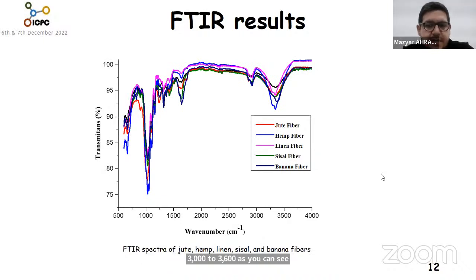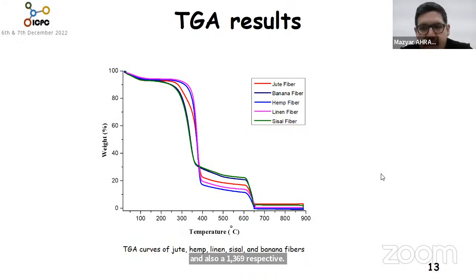And also we have the asymmetric and symmetric CH vibrations from the methylene group of cellulose and hemicellulose respectively at 2,900 and also 2,850. So we also have the carbonyl bond stretching vibration of carboxylic acid in lignin or ester group in hemicellulose, which is caused at the peak 1,639. And also we have the methylene symmetric bending in lignin, cellulose and hemicellulose, and also CH symmetric deformation of cellulose and hemicellulose. They are related to the peaks near 1,427 and also 1,369 respectively.